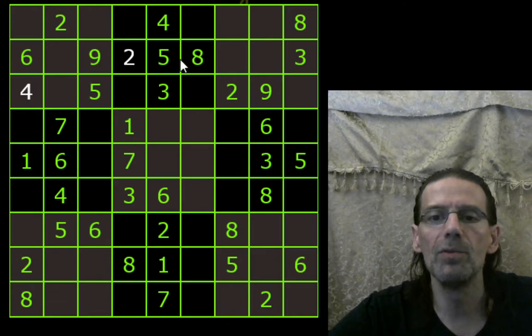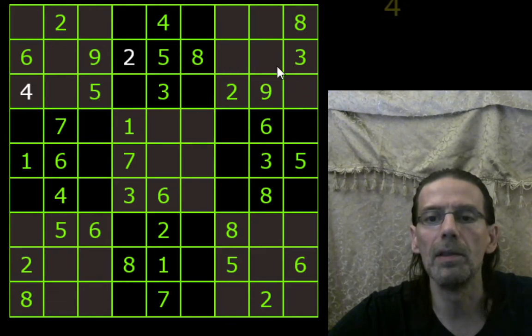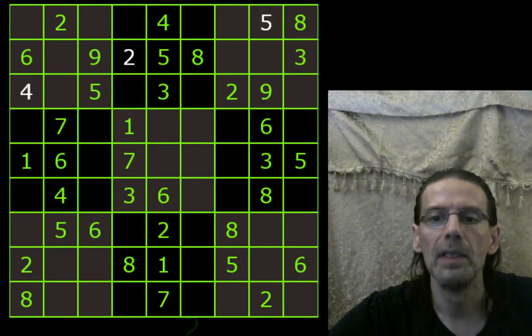So we have these 2 5s, means it can't be in these 3 boxes. This 5 means it can't be that one. That has to be a 5. Did you follow that? Where else? What do we got here? This 5 blocks here. That 5 blocks there, which means this can be carried down here.